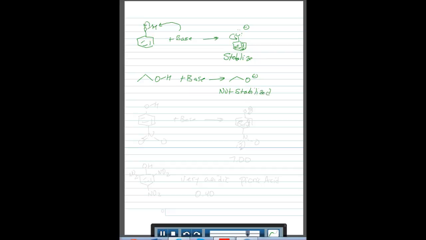All right, I spelled it right that time. All right, so that's not stabilized. But with the aromatic ring, you have a stabilized molecule, so the acidity is much lower.